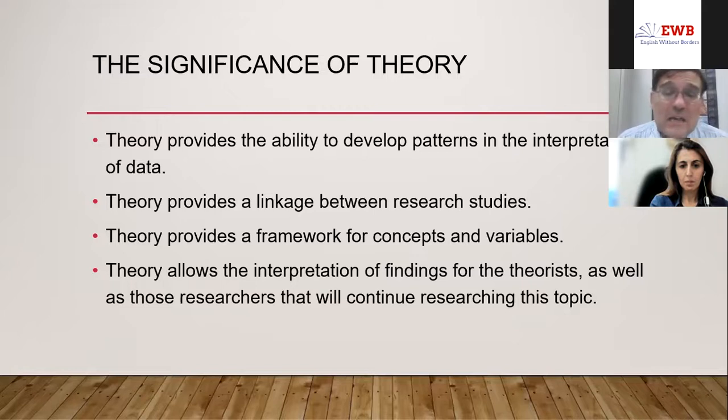You see this in the physical sciences, you see this in the social sciences, history, literature, etc. Theory provides a framework to develop concepts and variables. I'm going to talk a little bit about variables in a few minutes. Theory allows the interpretation of findings for the theorists, as well as those researchers that will continue researching the topic. And if you look at any discipline, you're often dealing with theories that people developed maybe 20, 30, 40, 50 years ago, and they still have some relevance today.